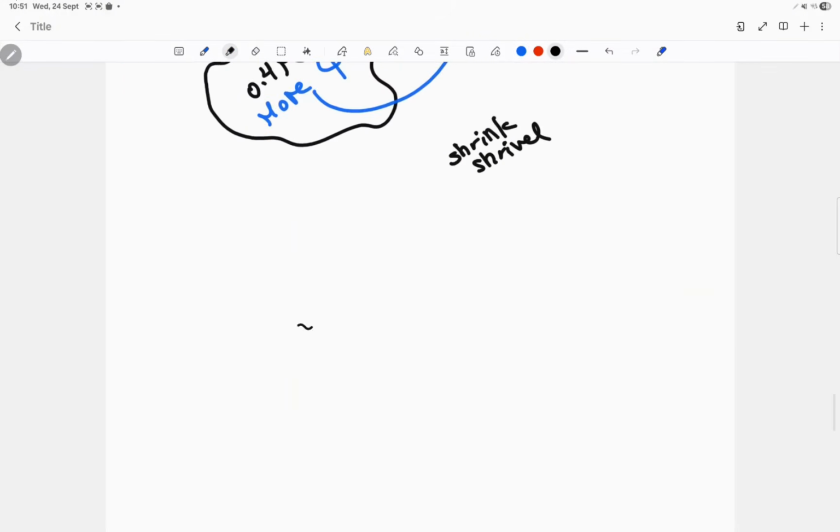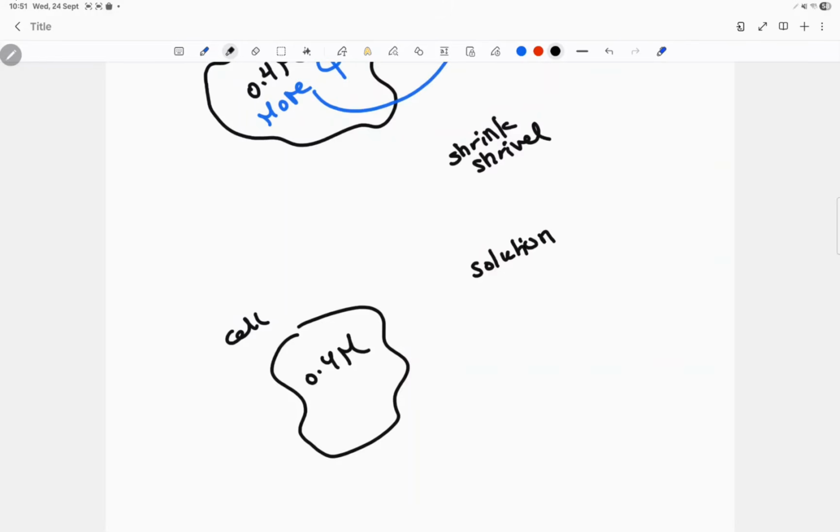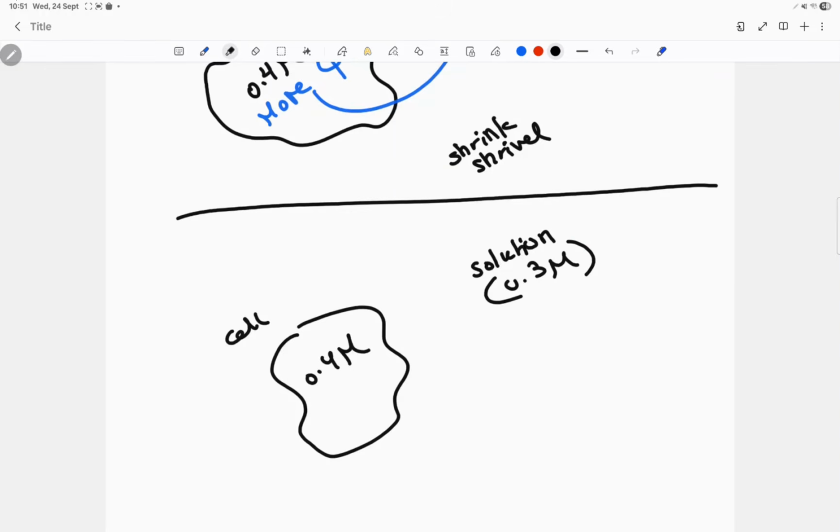Now, if I take the same cell and I place it in a solution of lower concentration, what's going to happen? The water is going to move from the lesser concentration to the more concentration. Because the solution has less concentration than the cell, the solution is called a hypotonic solution. And the cell expands. The cell is going to expand. Now, if it's an animal cell, it might explode. But a plant cell is not going to explode, it will live.